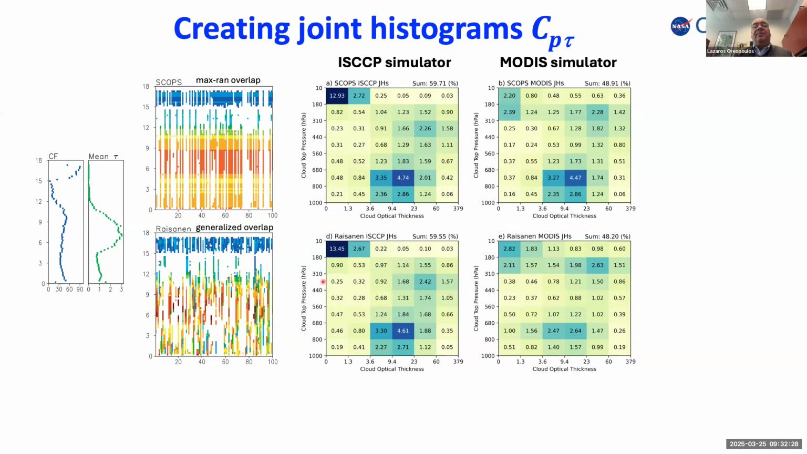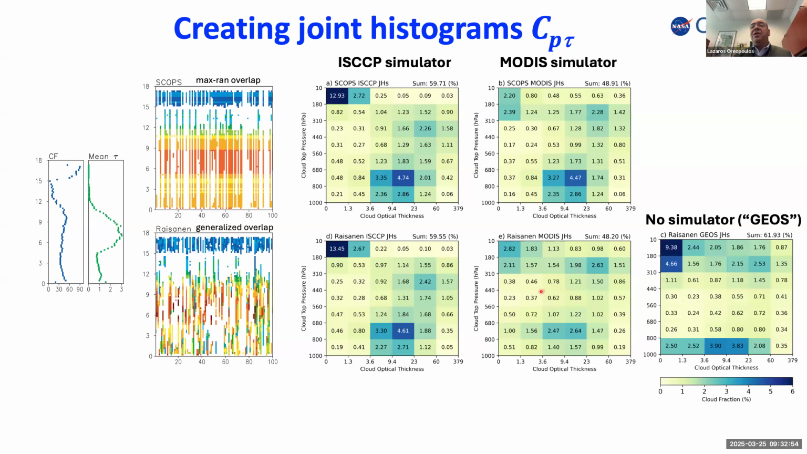So we can aggregate those in histograms through the ESCAPE and MODIS simulator. But if you compare the lower row of panels with the upper row, you see that the generator doesn't make that much of a difference for this particular model. It's mostly the simulator that we use that creates the biggest difference.